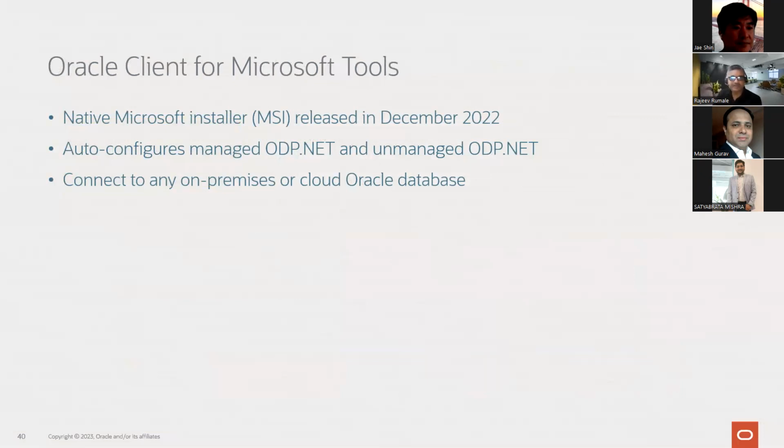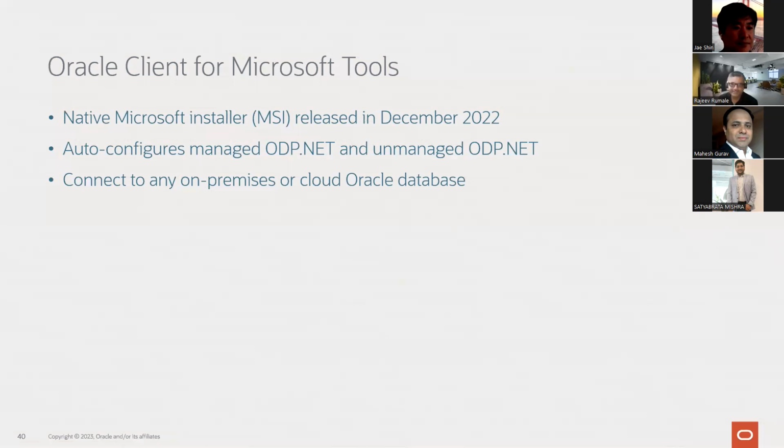So to deploy this Azure OAuth, we basically use something called ODP.NET, or Oracle Data Provider for .NET, right? So there are two types. One is a fully managed and one is an unmanaged ODP.NET.